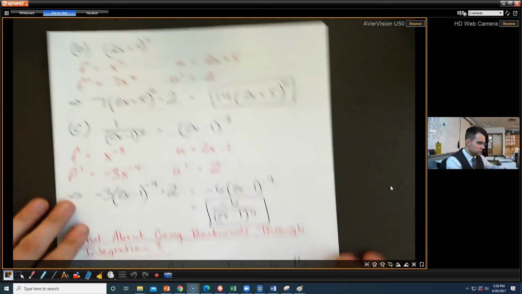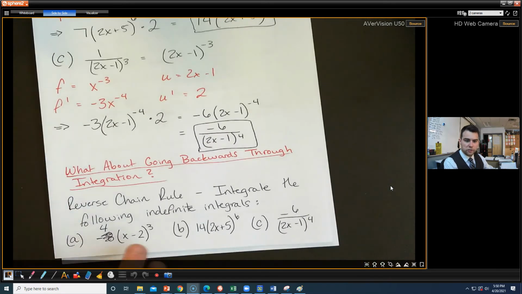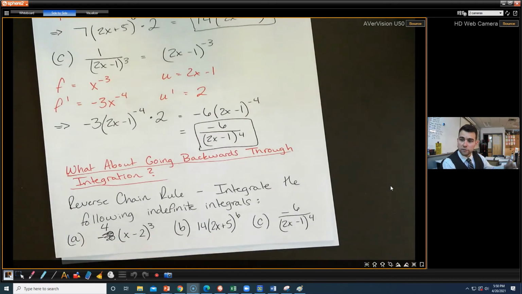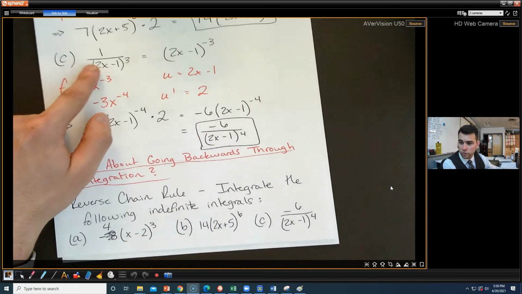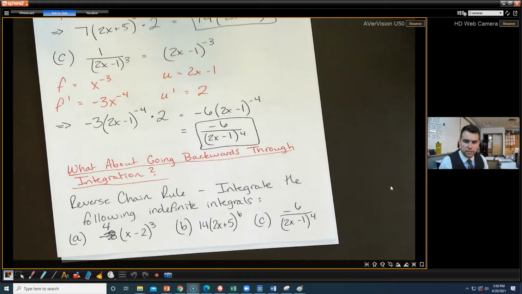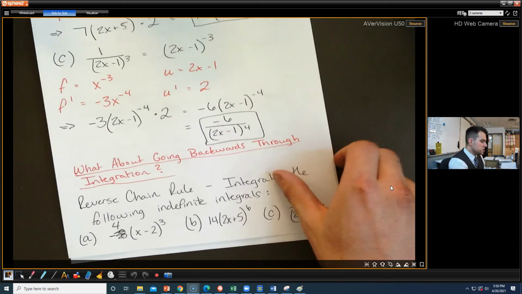So what I want us to do is, using these three answers that we got from our derivatives, can we work backwards and go from our derivative back to our original curve? We should be able to if integration is in fact the opposite of derivatives. So this is where we enter something called U-Substitution.